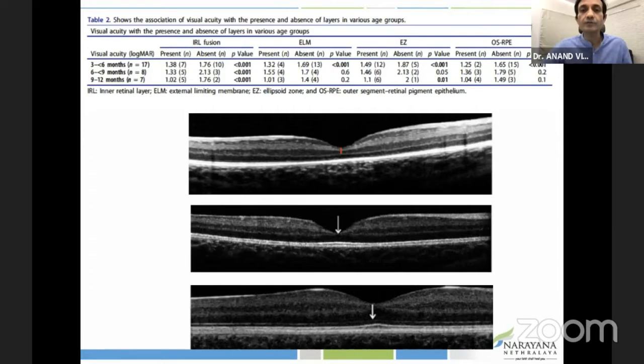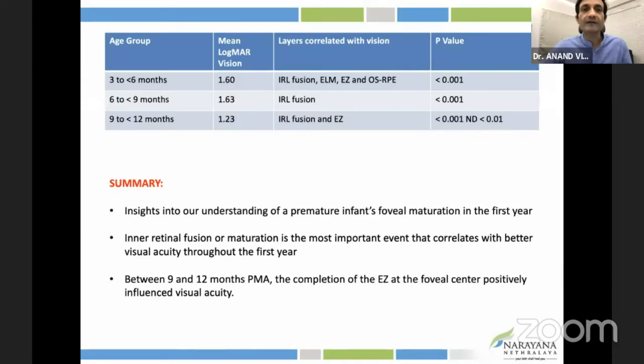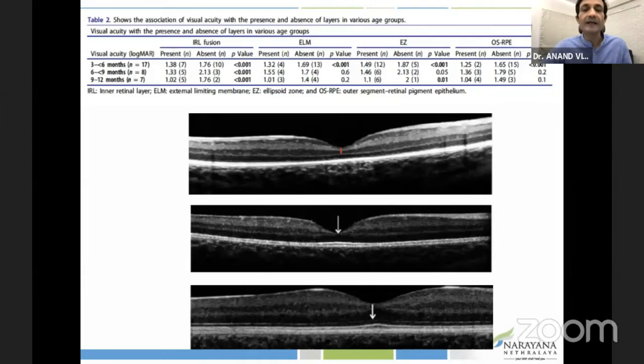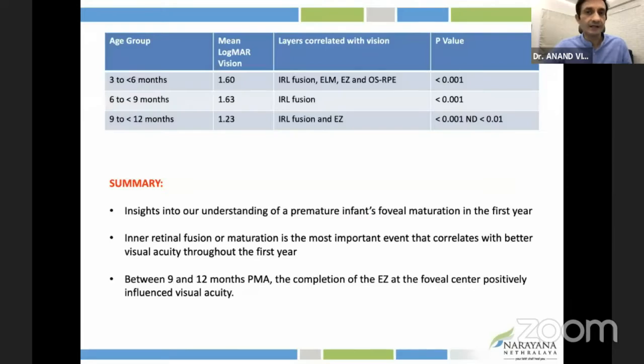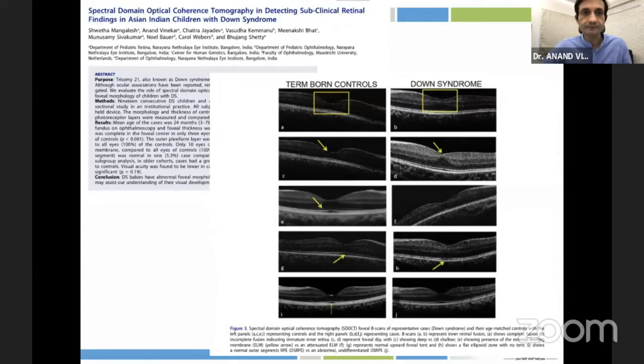So to summarize what they had abnormal, they had the inner retinal layer fusion not happening, a late development, arrival of the external limiting membrane, and the ISOS that we saw. And we correlated that every 3 months up to 1, and now even 1.5 years.